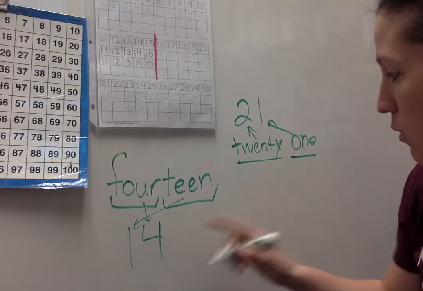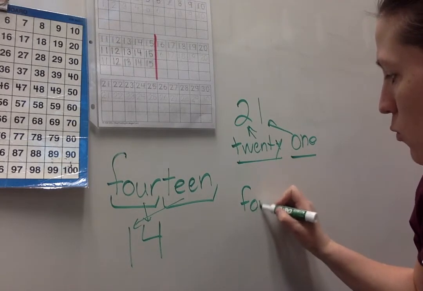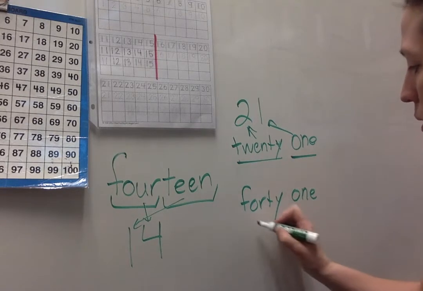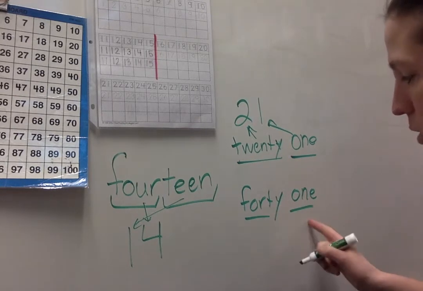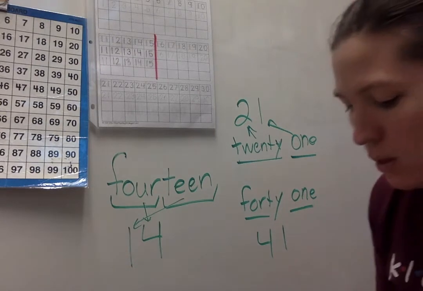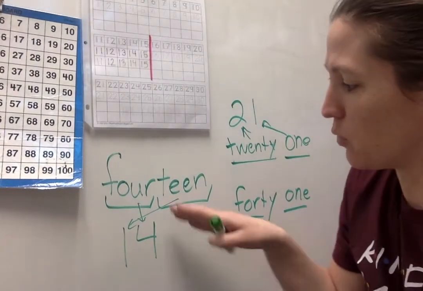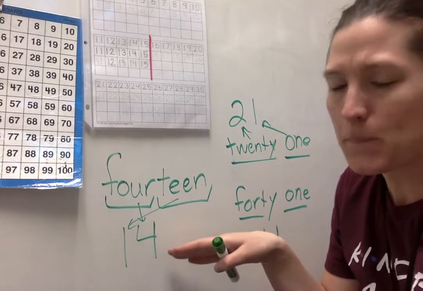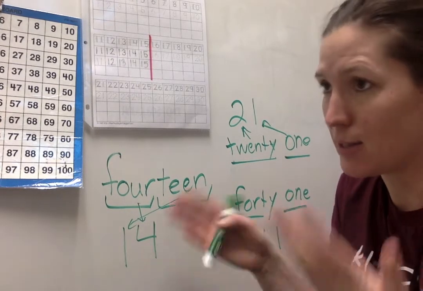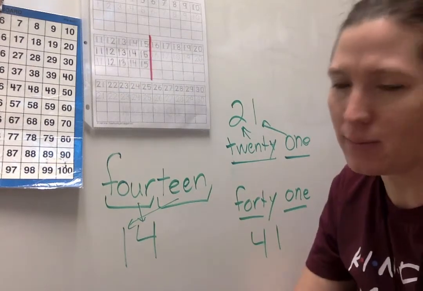When you get later to 40, 41, the word tells us which place the numbers go. 40 should be a 4, and 1 is a 1. So there's patterns with our numbers, but the teen numbers, the word teen is last instead of first. So instead of teen 4.